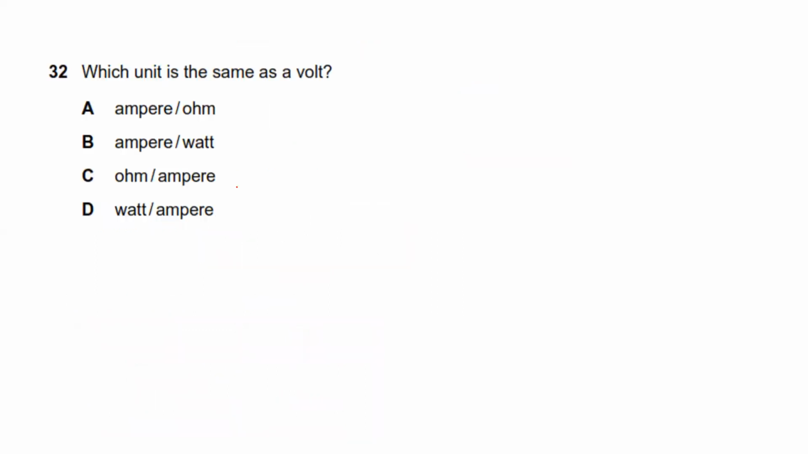Next, question number 32. It says which is the unit same as volt. So V equals IR, volt is equal to ampere times resistance, or ohms. So volts is ohm per ampere. No, okay.